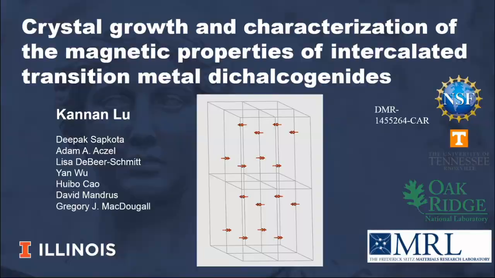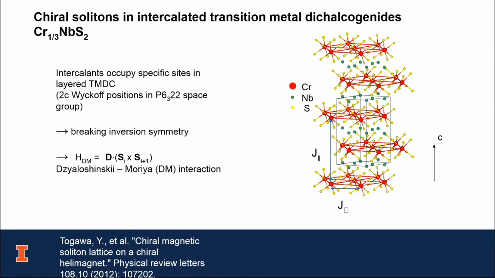The system I'm going to focus on is the so-called one-third intercalated transition metal dichalcogenides. The structure is shown here. This one-third basically means that the intercalates occupy specific locations and form a hexagonal superlattice. As a result, the crystal structure breaks inversion symmetry and allows for an interaction called the Dzyaloshinskii-Moriya interaction, the DM interaction. This DM interaction can be cast into a cross-product form, and basically it tends to align neighboring spins to be perpendicular.